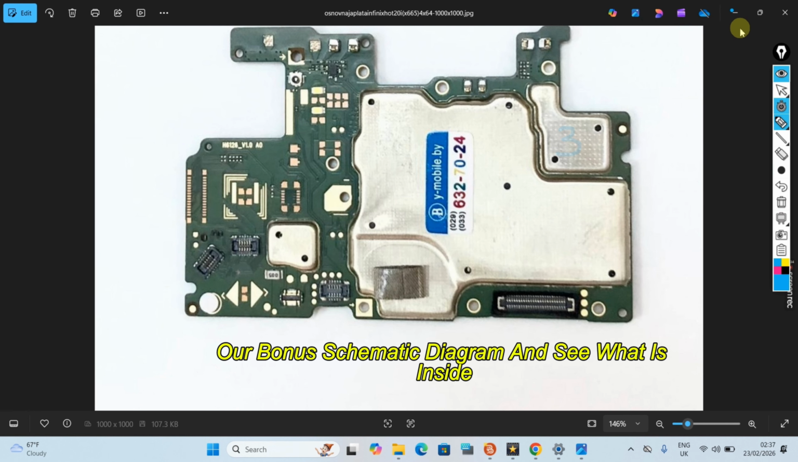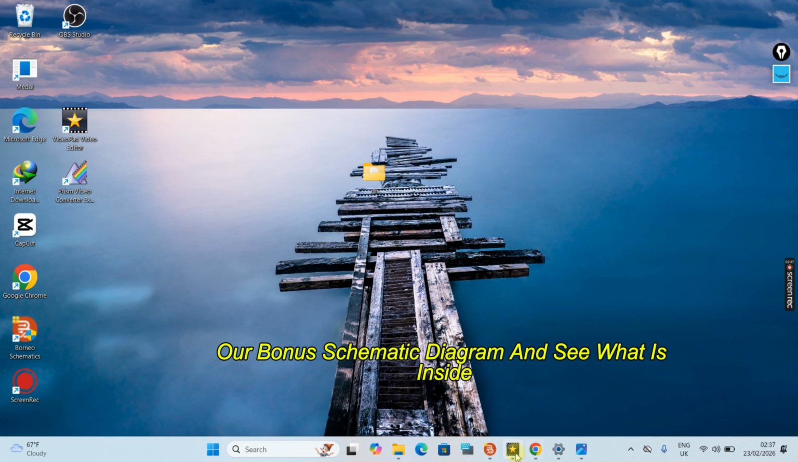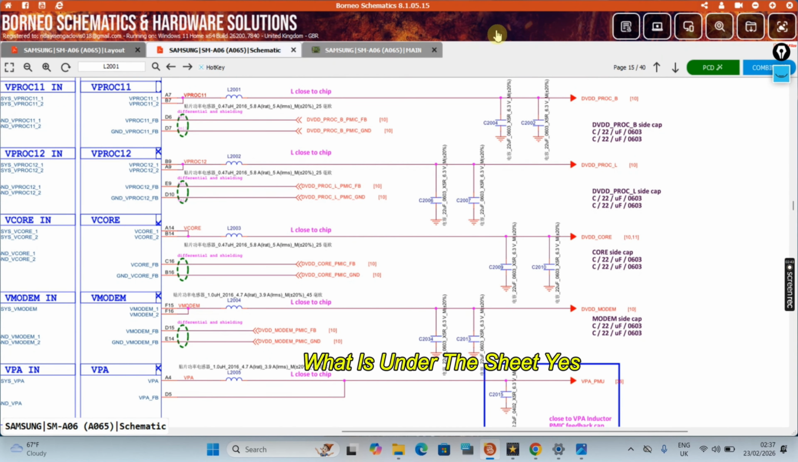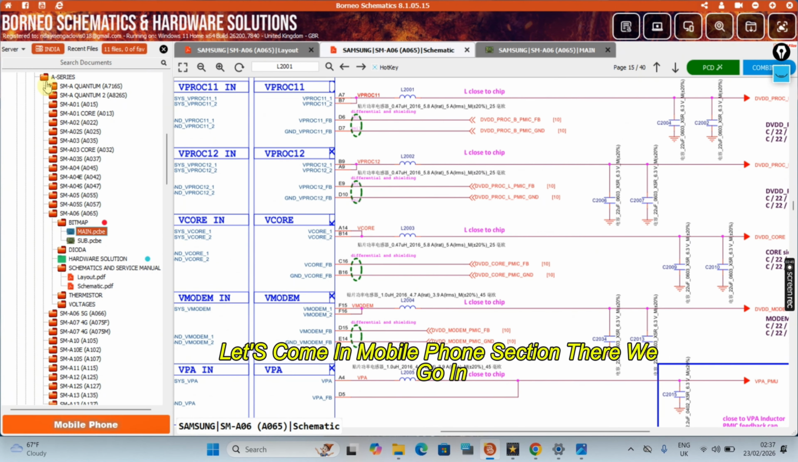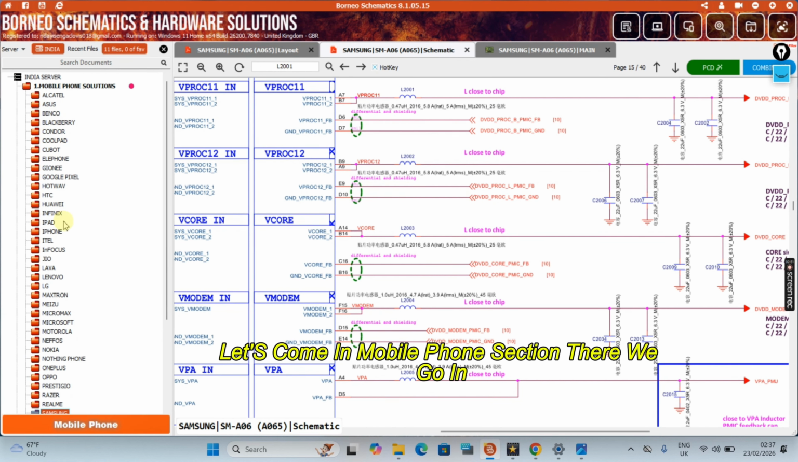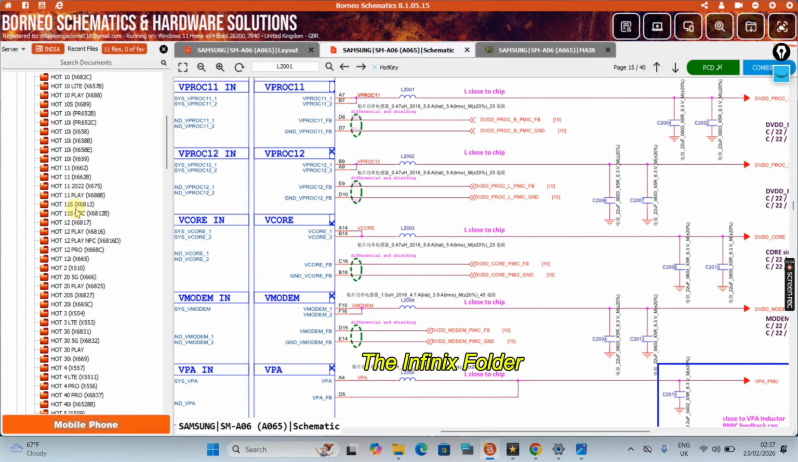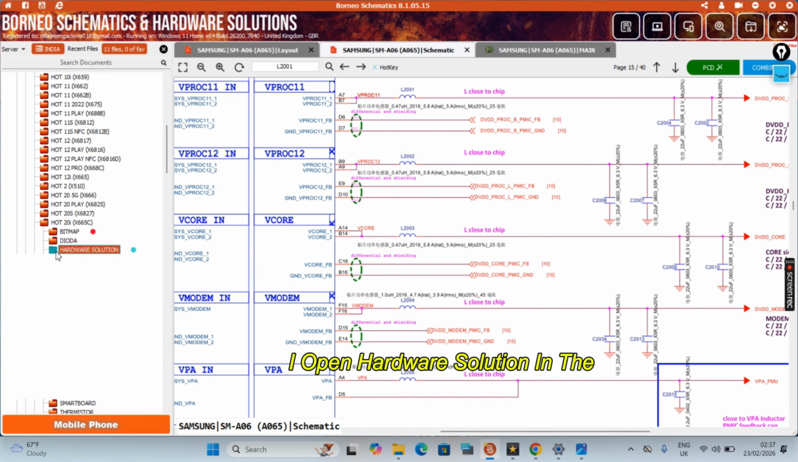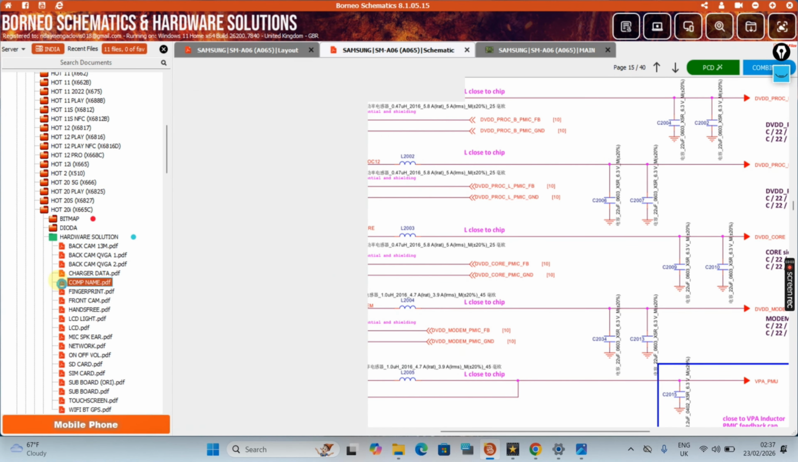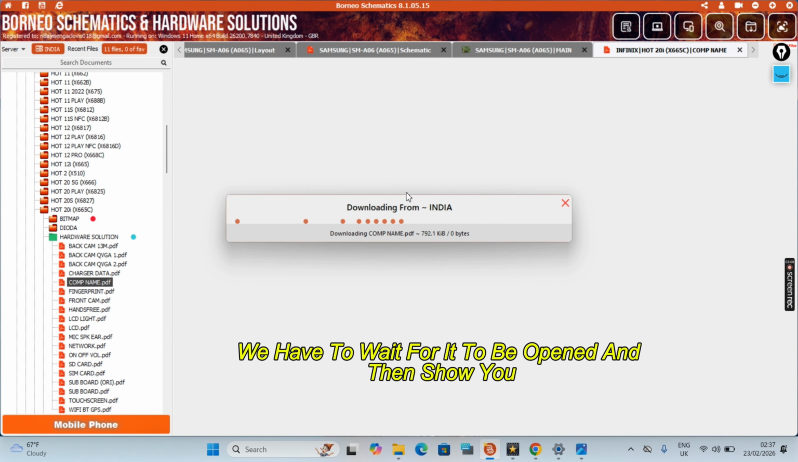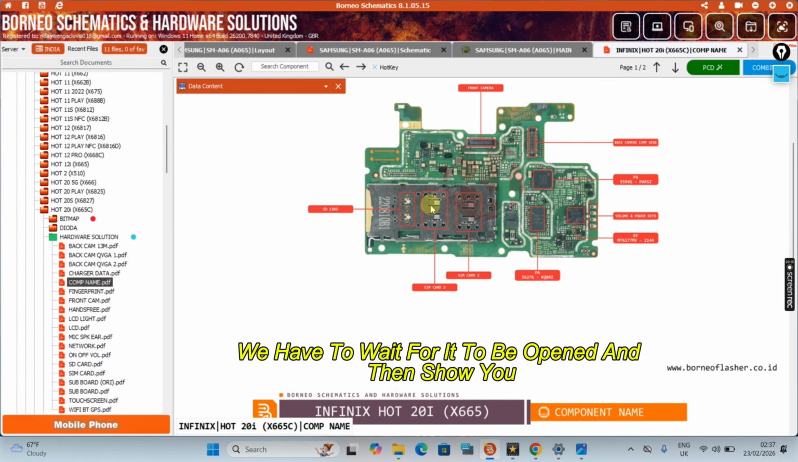Let's jump in our Borneo schematic diagram and see what is under the shield. Let's come in the mobile phones section. There we go. Infinix folder, we find our model Hot 20i. Open hardware solution and this section of component name. We have to wait for it to be opened and then show you.